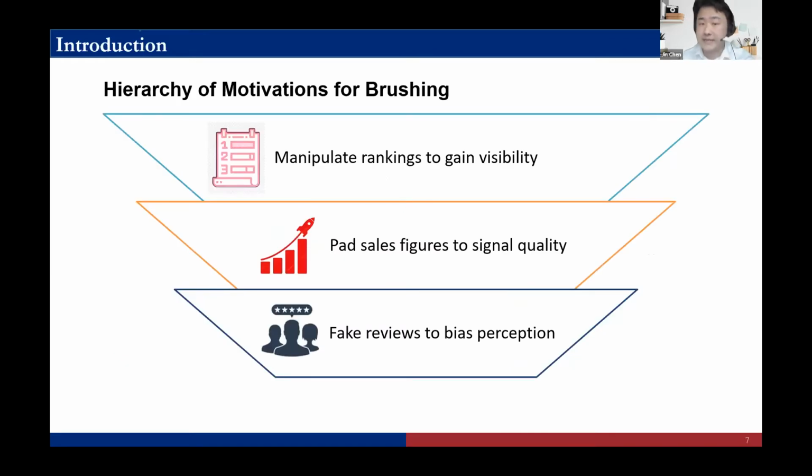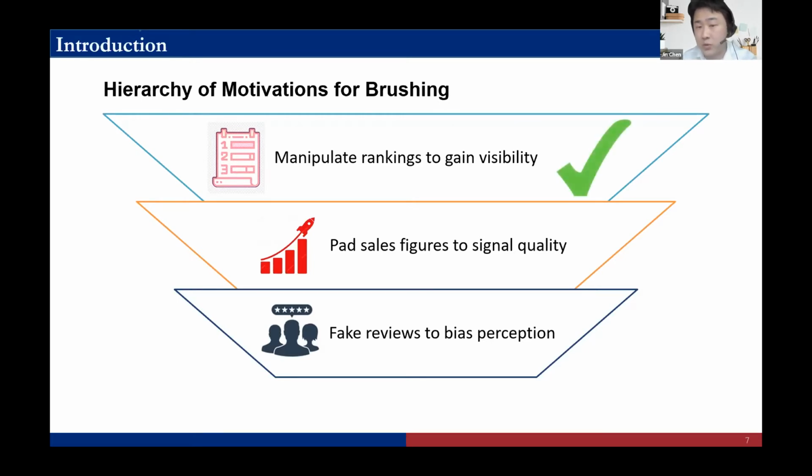And notice that this is not the only reason why sellers brush. In practice, we can see at least two other factors. The second and the third one here have to do with influencing how consumers evaluate a product. So sellers may rely on faking sales volume to signal quality, or help them generate glowing fake reviews that look more credible because they are backed by transaction records. And this may bias the consumer's perception, deceiving consumers into believing the products are better than they actually are.